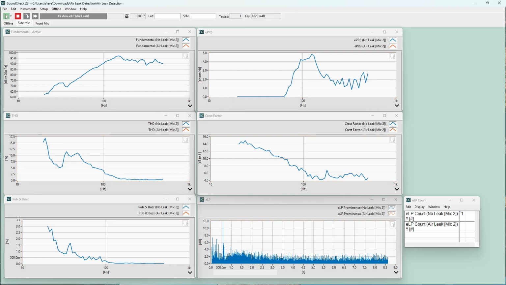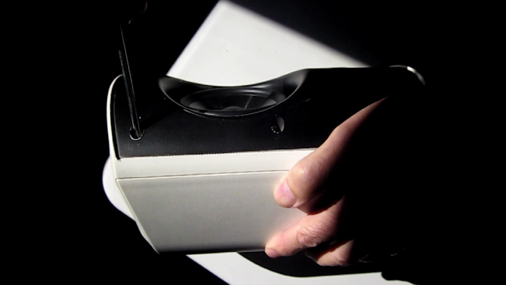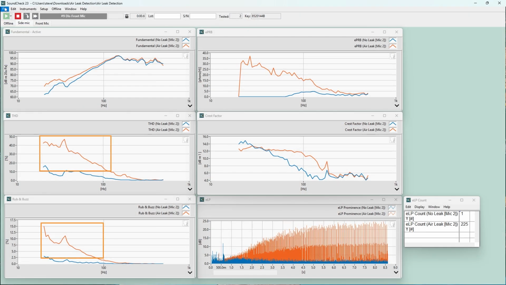Now, let's analyze a recording where I've introduced an air leak by loosening the screws that secure the front baffle to the rear enclosure. THD and rub and buzz are significantly higher, ePRB is well above the audibility threshold of 12 fons, and hundreds of ELP events have been detected.